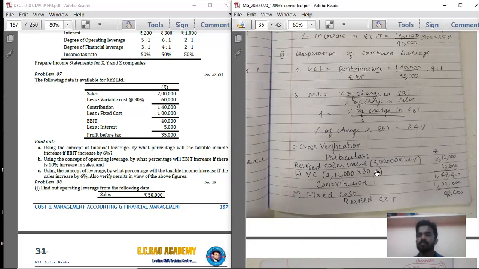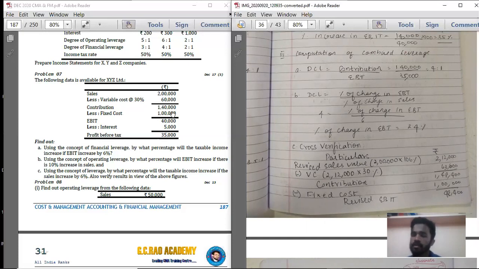Below that, less. What is the variable cost percentage? 30%. For variable cost, you should always take percentage. For fixed cost, you should always take amount. That is how it works, because variable cost will vary with the percentage of change in sales, whereas fixed cost in total won't vary with change in sales. Fixed cost will be fixed in total. So variable cost at 30%, 2,12,000 into 30%, amount column 63,600 within bracket. Now total it: 1,48,400.